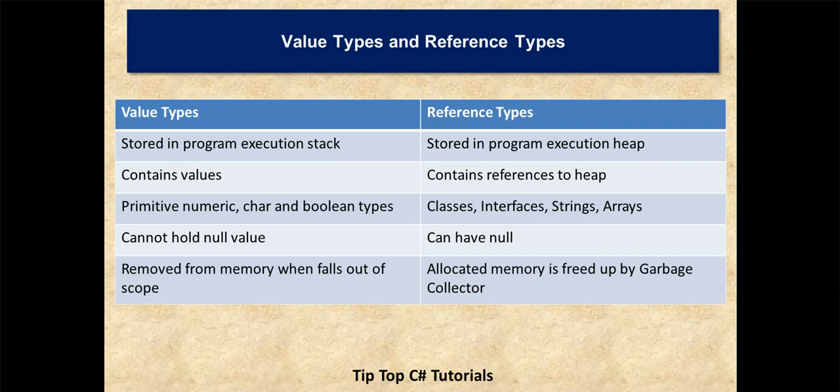And let's see the final point about value types, about the allocation in memory. So when does it get removed from memory? When they fall out of scope. For example, you have a method and you have some integer value there, and when the method ends, the last curly brace is stepped through, then the variable goes out of scope. So that value type is removed from the stack. Okay. But for reference types, the mechanism is slightly different. It is allocated on the dynamic memory, which is the program execution heap or managed heap. The allocated memory is freed up by the common language runtime's garbage collector.